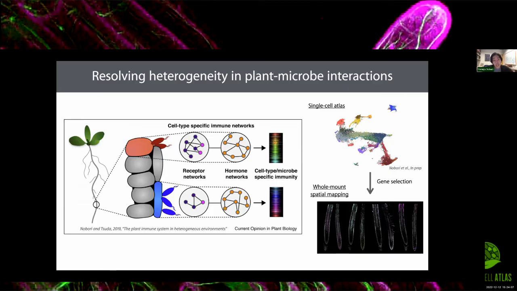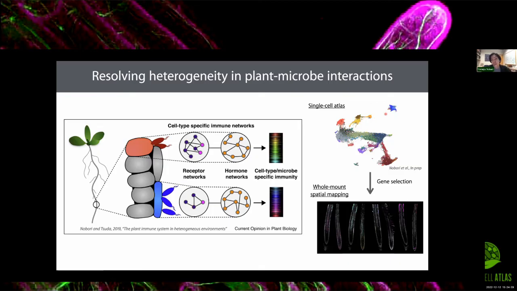And different responses can happen simultaneously in asynchronous manner in the same tissue, making the single cell responses of plant tissue really, really heterogeneous. So to really resolve such heterogeneity in plant microbe interactions, one approach would be, first, using single cell transcriptomics or other omics, you could comprehensively classify plant cells into those populations based on their transcriptome patterns.